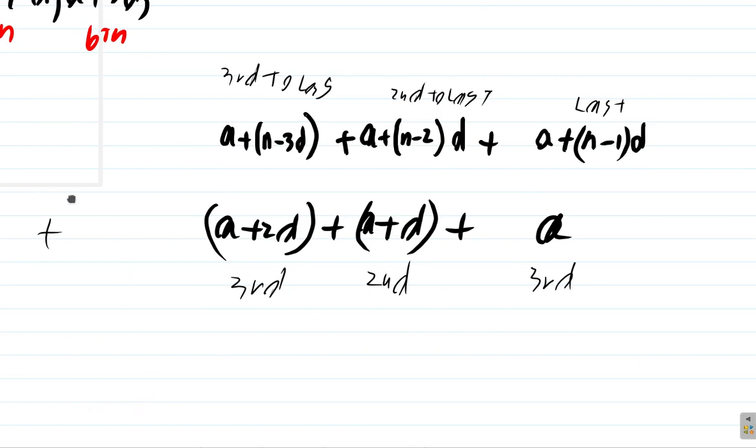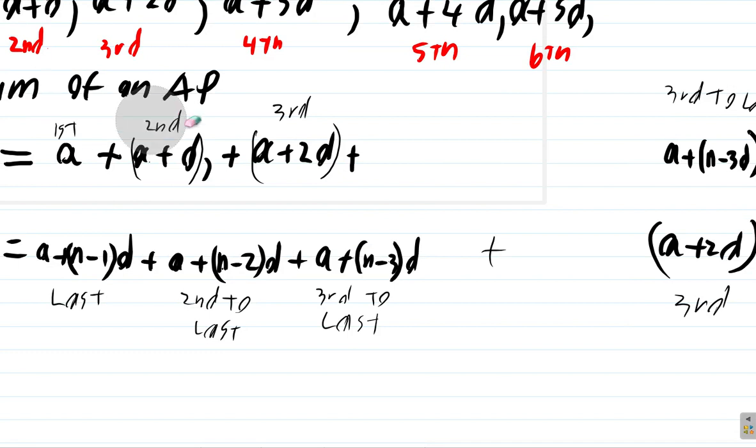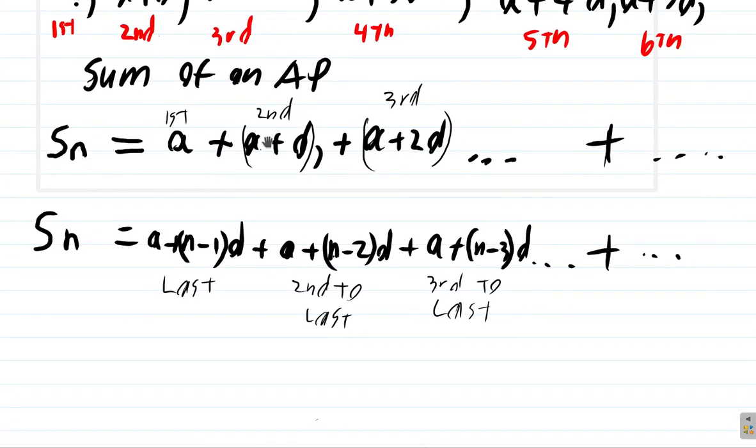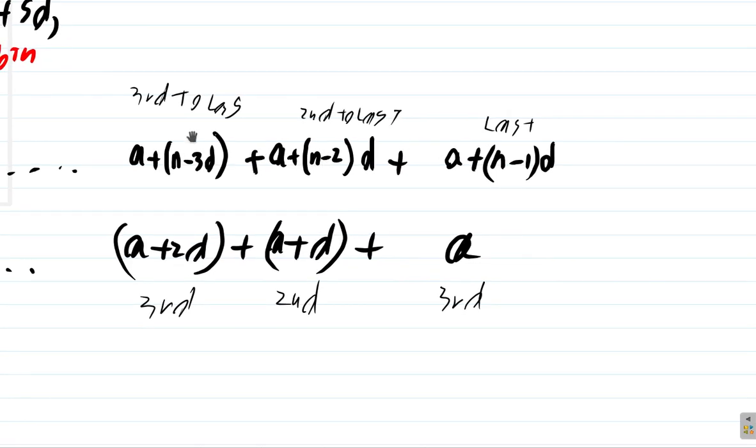Now let's look at what we have. Remember, we leave some out. Plus. These are what we left out. So here we have the sum of the first n terms is A plus D plus A plus 2D. So we have the first three terms plus, and we have the third to last, A plus n minus 3D, plus second to last, A plus n minus 2D, plus third to last, A plus n minus 1D.